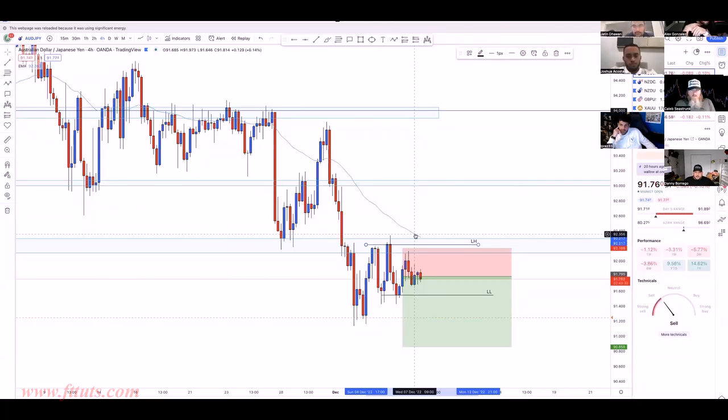Turns the other way. Not like that, a different way. Okay, but you guys are seeing the importance of marking off the structure points. This is so crazy how it goes bearish. Yep.